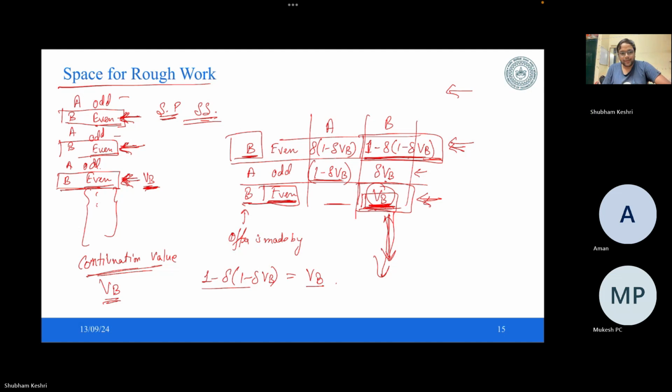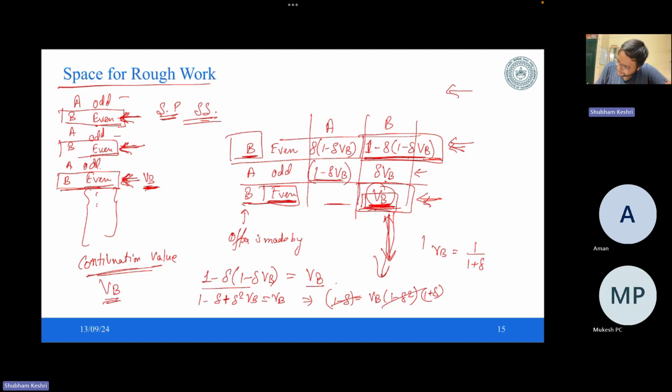And when you solve this, I have just solved it, but we can solve it again. So it is (1 minus delta square) VB equals 1 minus delta. This will become 1 minus delta equals VB times (1 minus delta square), and we can just do this. It will be 1 plus delta. Sorry, this will be plus. So VB is 1 over 1 plus delta. All right, so the utility of player B is 1 over 1 plus delta.